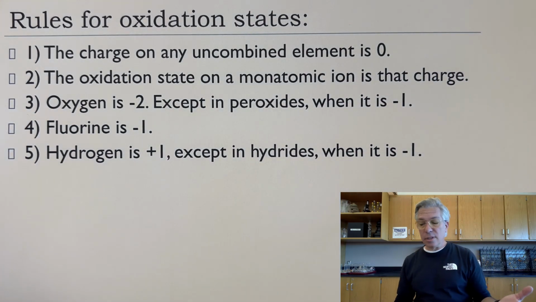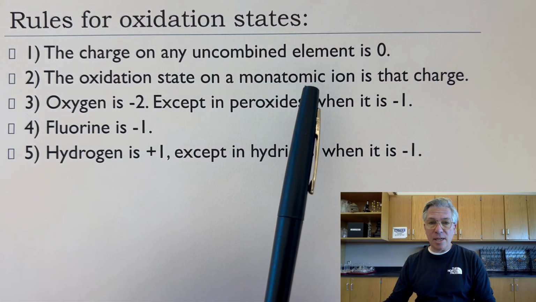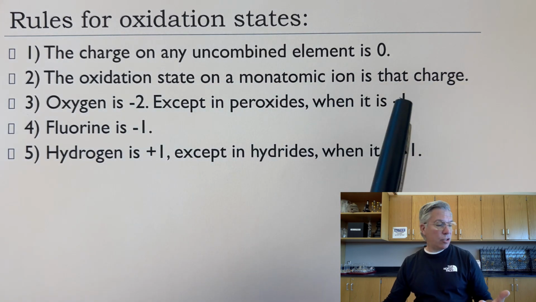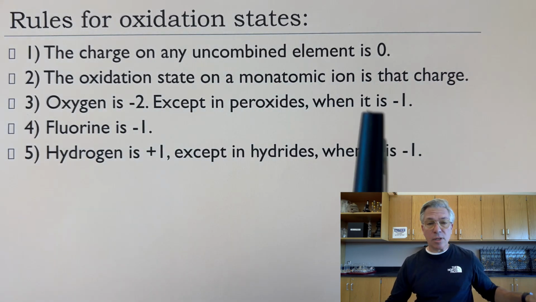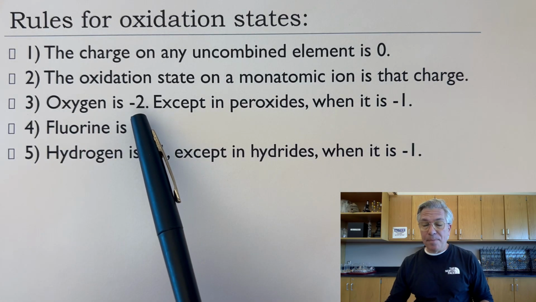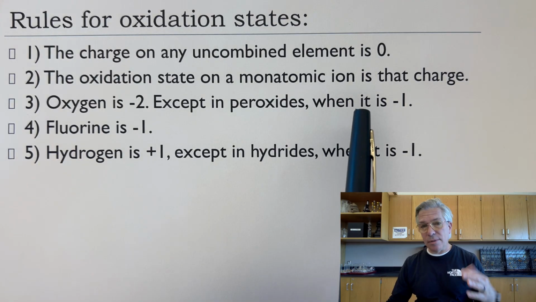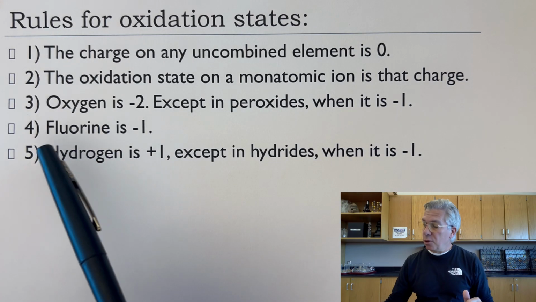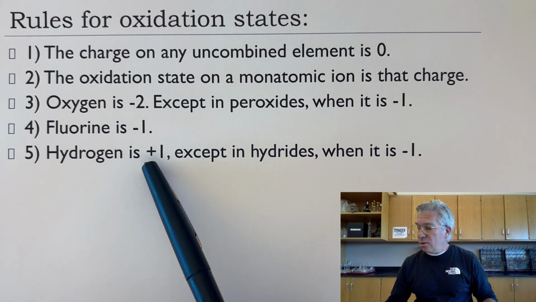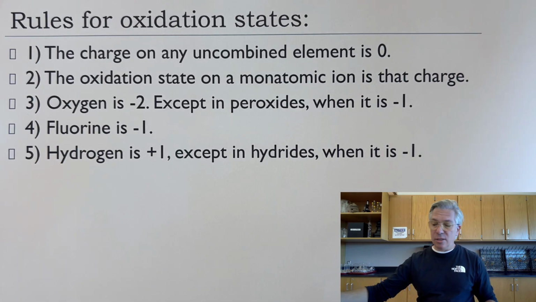They have their rules. So real quickly, the charge on any uncombined element is 0. You see it by itself, 0. The oxidation state on a monatomic ion is that charge, so like a chloride ion with a -1, that's its oxidation state. Oxygen's going to be -2, except in peroxides when it's -1. That's a rarer situation, but you can note it. Fluorine is -1, no notes, done. And hydrogen is usually +1, except in hydrides when it's -1. Again, more of a rare situation.